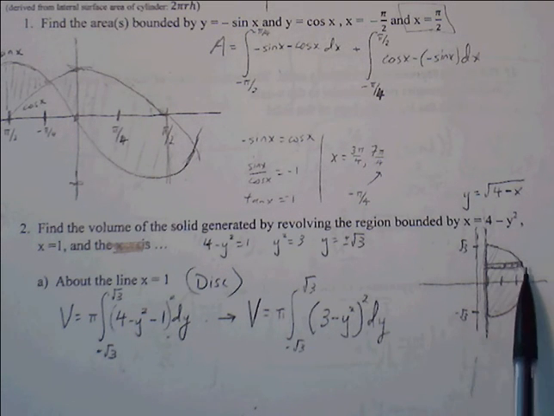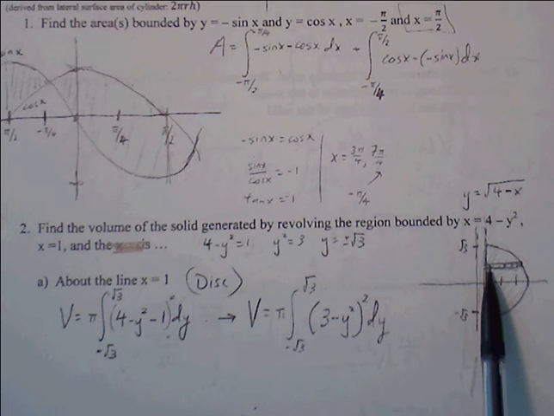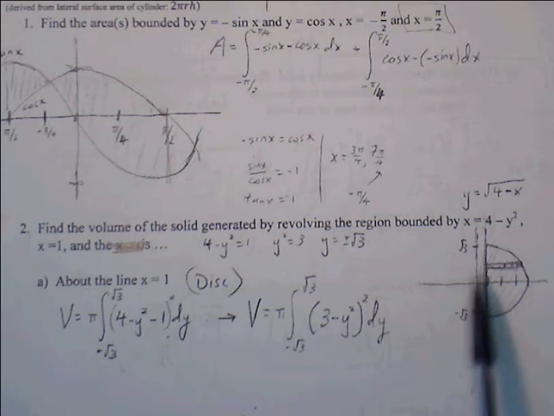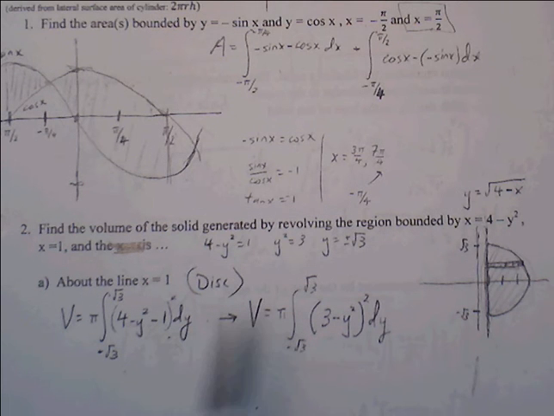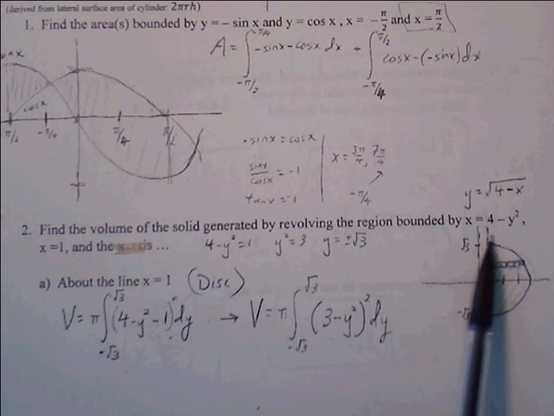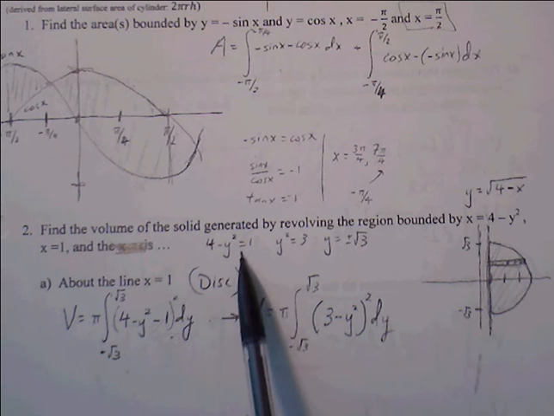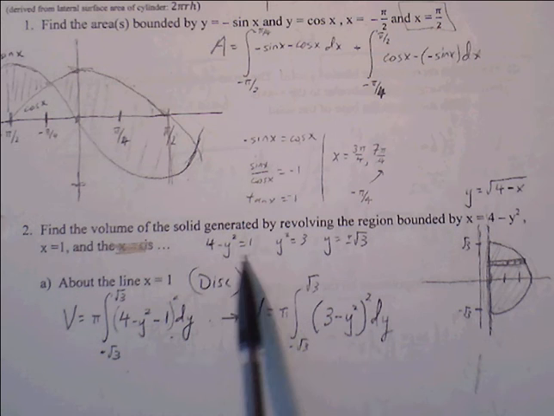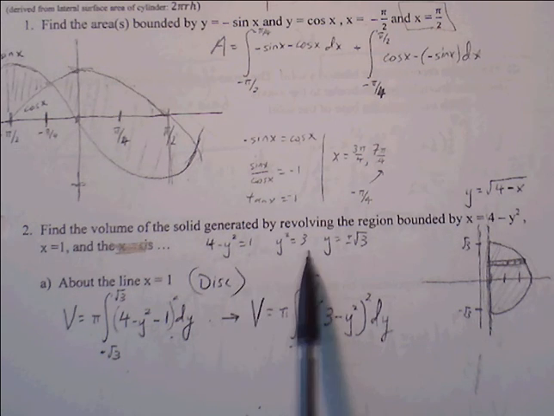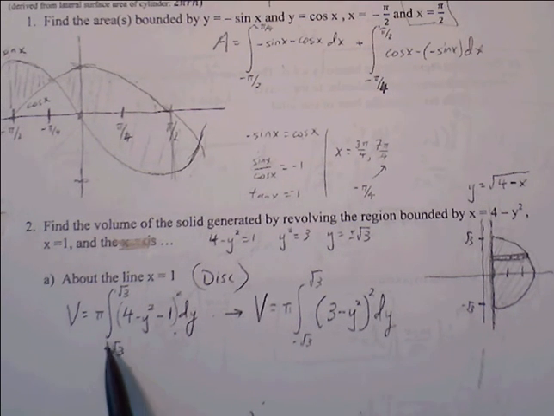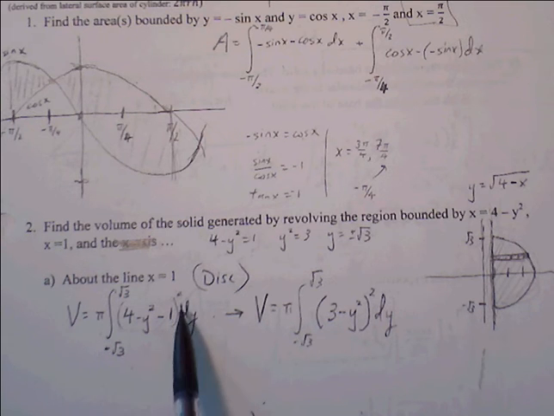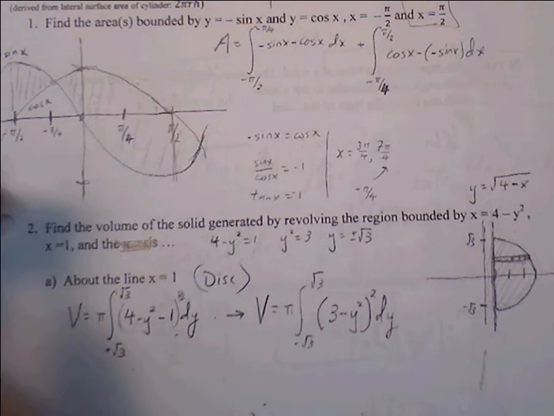So right minus left, the right curve is 4 minus y squared. The left curve is 1. So right curve minus left. And then if we set the two equations equal to each other, 4 minus y squared equal to x equals 1, we can solve for y. Y is negative root 3 and positive root 3. So from negative root 3 to root 3, pi radius squared will be the formula for this method. So squared there.